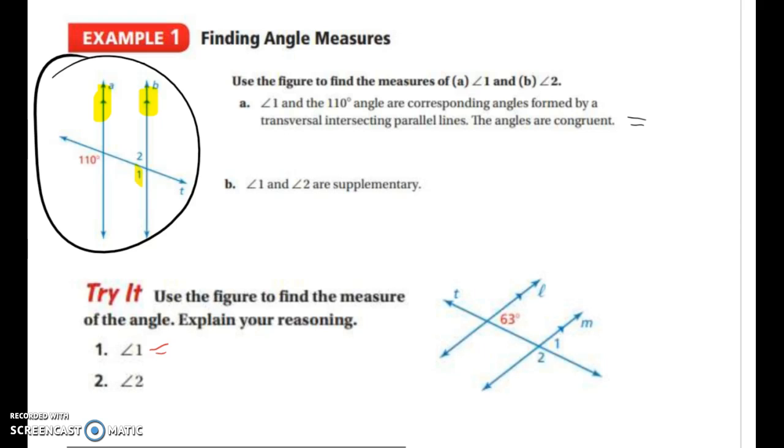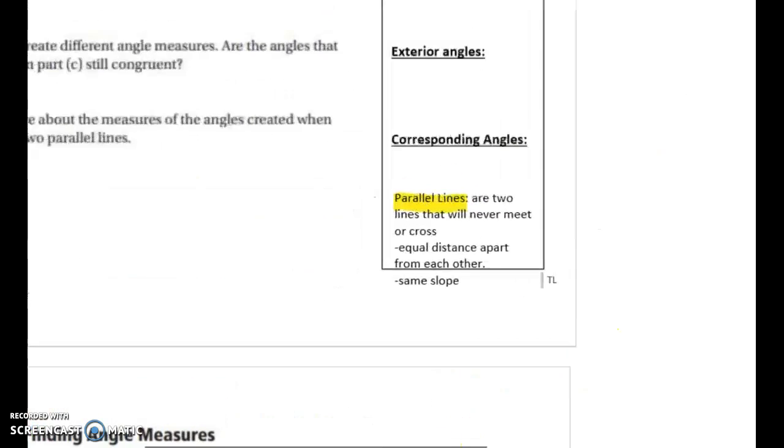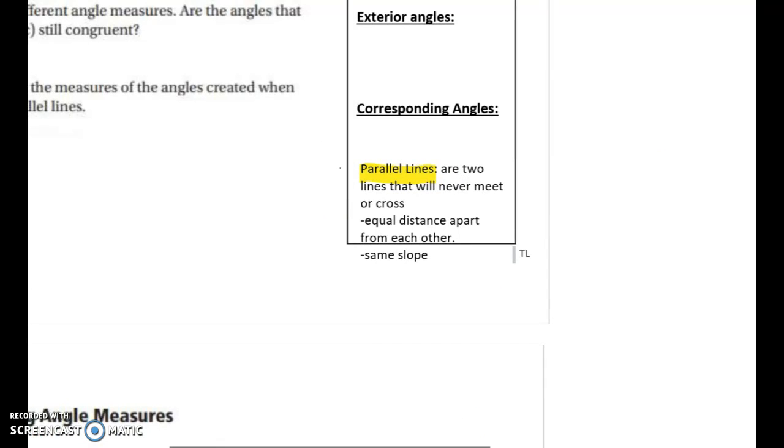So let's start with A. It says that angle 1 and the 110 degree angle are corresponding angles formed by a transversal intersecting parallel lines. The angles are congruent. Congruent means that the two are equal, so the angles have the same measurement. We know that because it says corresponding angles. So let's go up here to corresponding angles and jot down that definition.